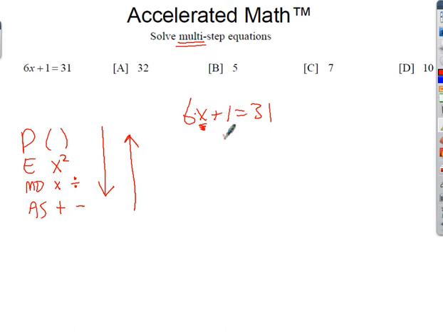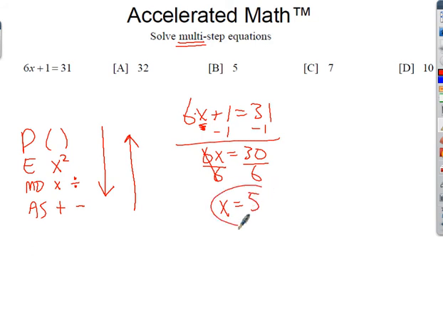We have to undo what they did to it. If they added 1, we're going to subtract 1, and we're going to do it to both sides. So we get 6x equals 30. They multiplied it by 6. We're going to divide it by 6. That undoes it, and we're going to divide both sides by 6. Alright, the 6 divided by 6, of course, is 1. We get x equals, well, 30 divided by 6 is 5.